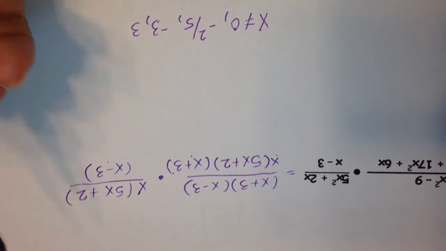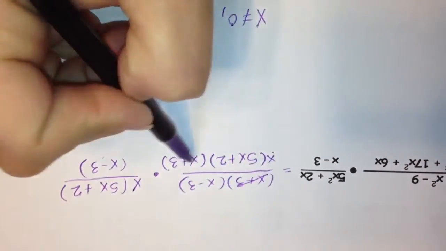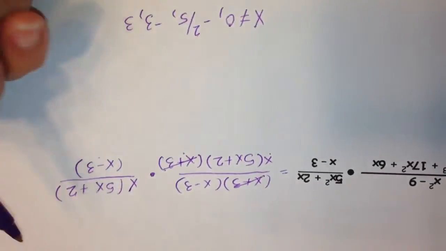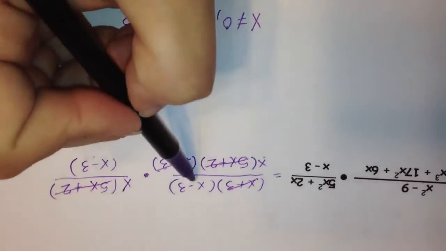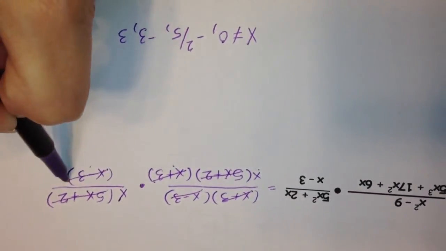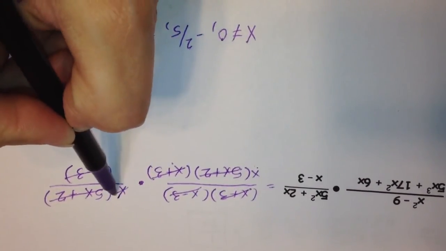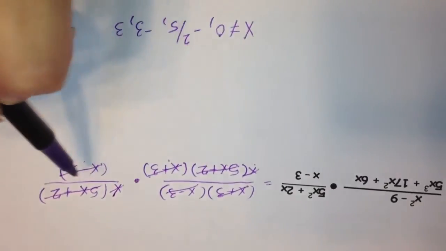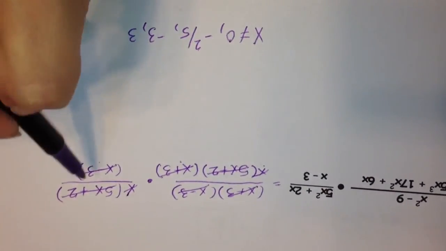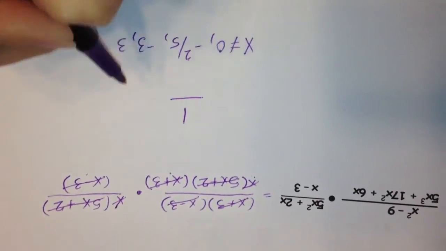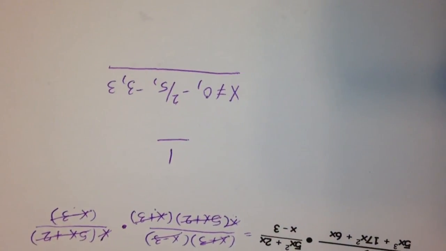All right, so when I go to simplify, x plus 3 divided by x plus 3 is 1. There I have 5x plus 2 and 5x plus 2. I have x minus 3 and x minus 3. And now I have x and x. So I've canceled everything out. So that means when I divide anything by itself, it always equals 1. So my answer is 1. And there's my domain restrictions.